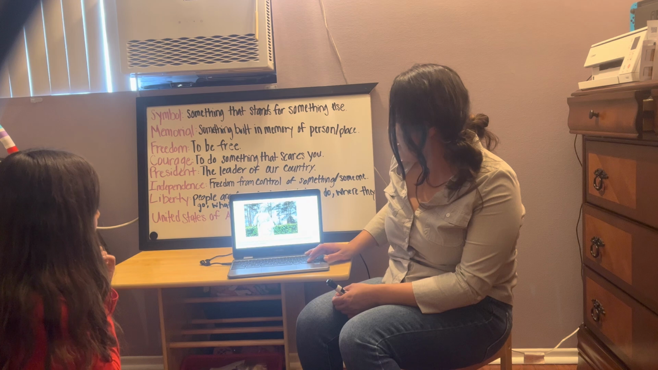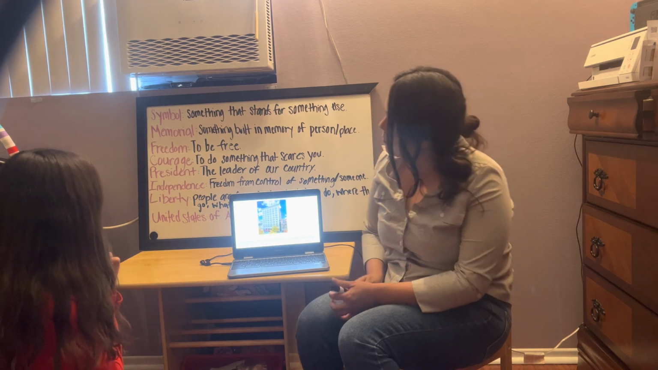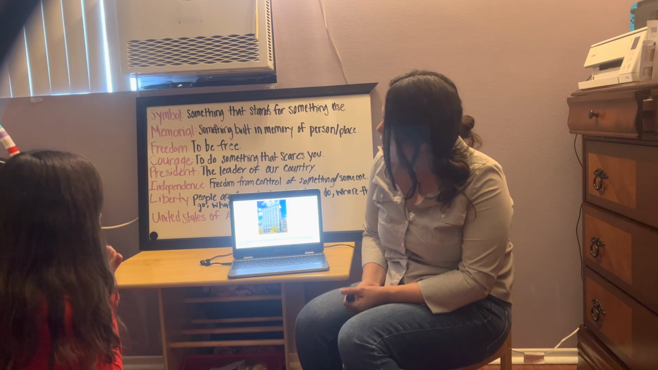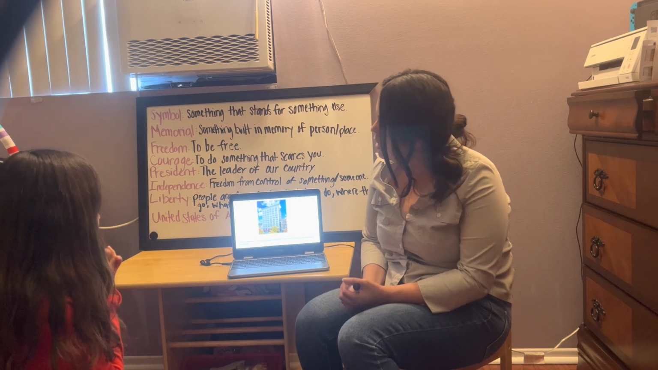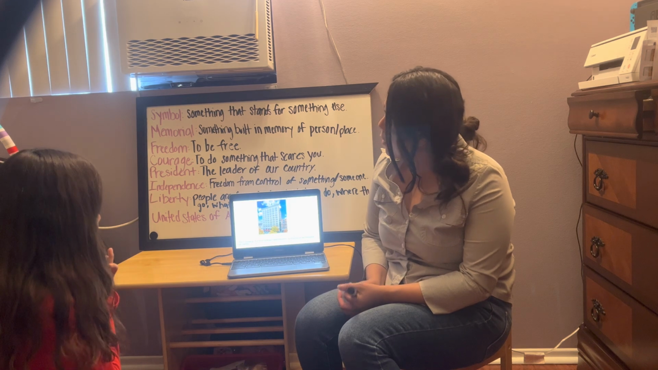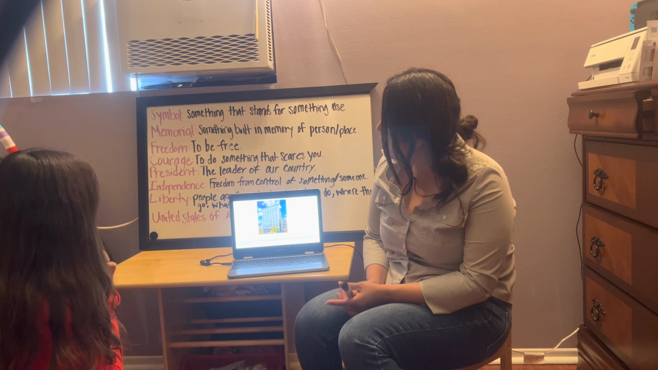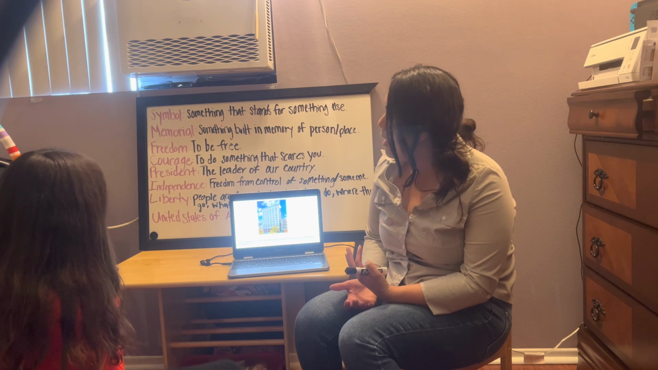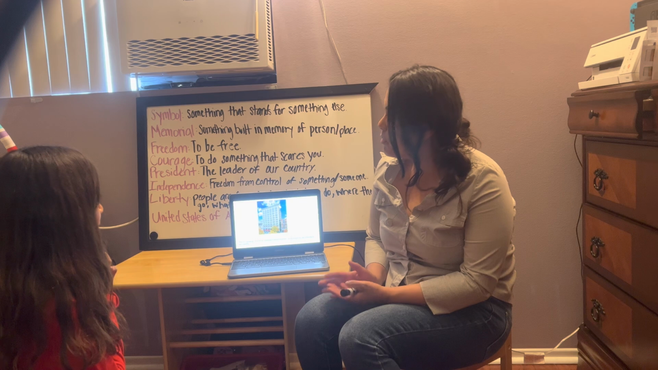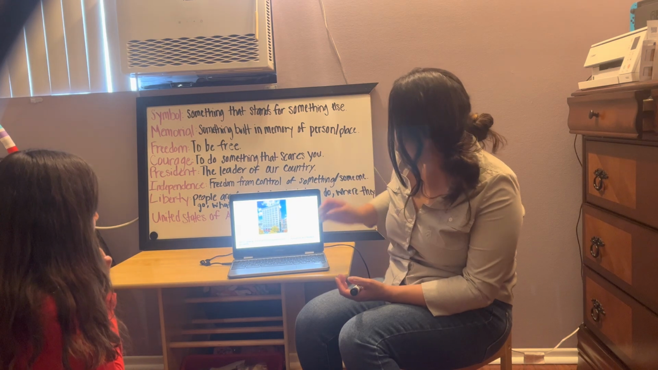Let's see. How about this? Do you know what this is? It's a building. Does it look like just an ordinary building or something special? I think it's just an ordinary building. An ordinary building, maybe where people live, apartments maybe. It is not an American symbol because it is not unique or has meaning to our country. It doesn't represent freedom or independence or give us liberty. Very good.